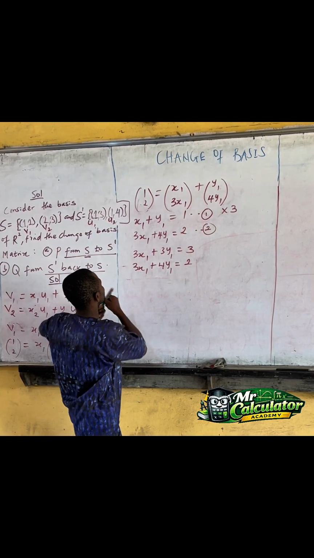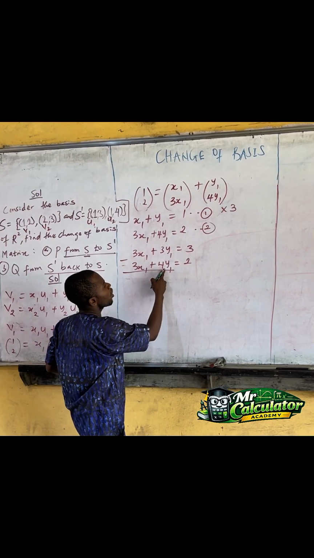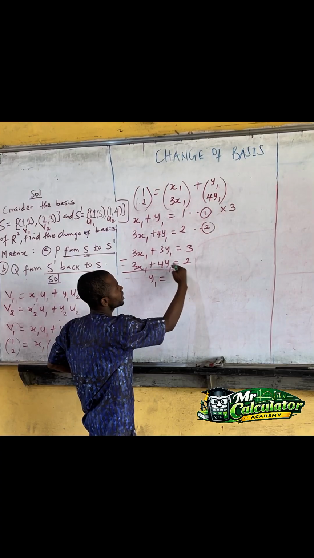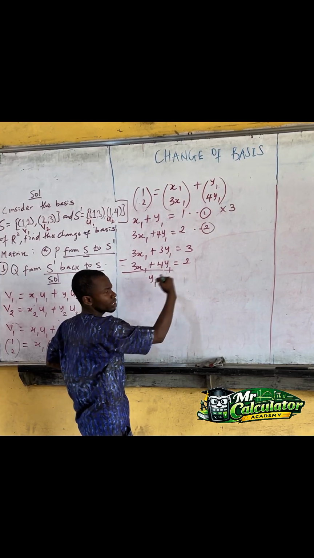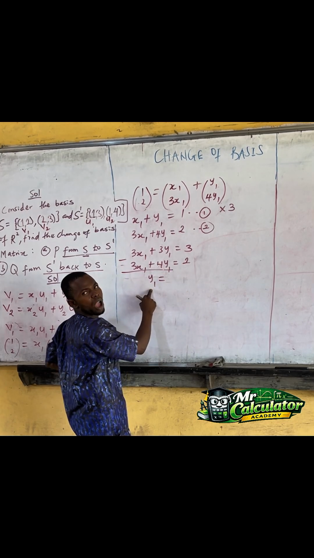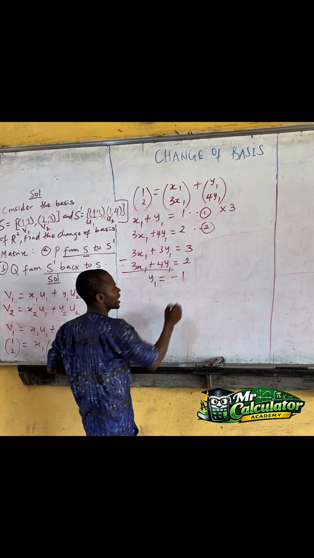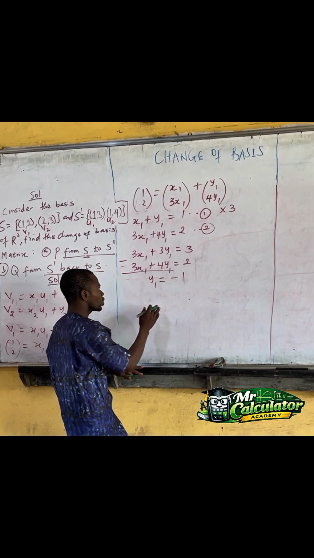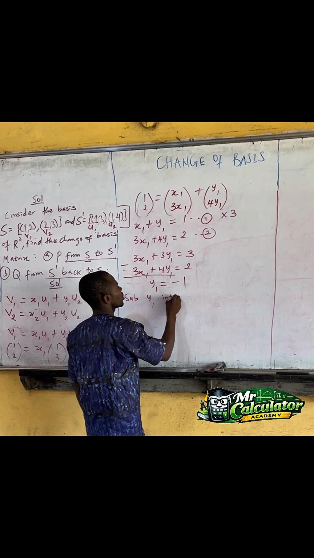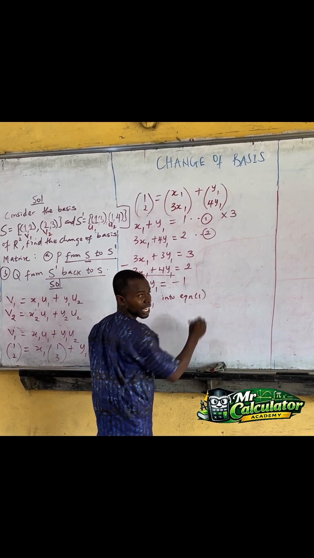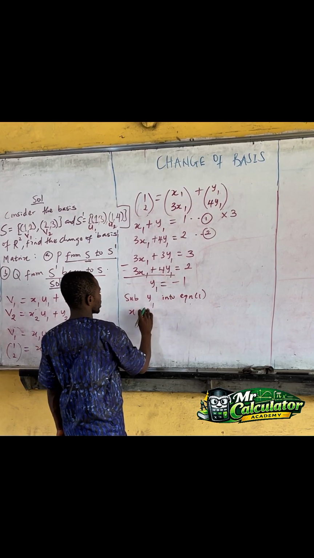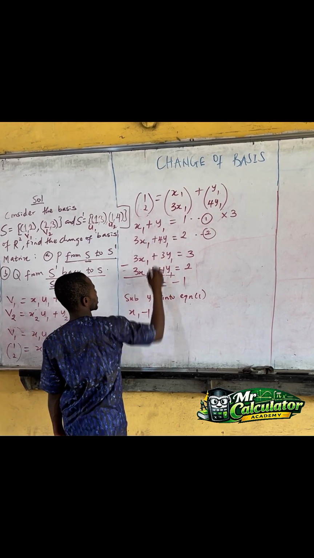3X1 minus 3X1 is 0. Elimination method. 4Y1 minus 3Y1 is Y1 equal to, please, this minus this now, equation 2 minus equation 1. So 4Y1 minus 3Y1 is Y1, and 2 minus 3 is minus 1. I've gotten my Y1 as minus 1. Substitute Y1 into equation 1 to get my X1. It will now be X1 plus minus 1 equal to 1.